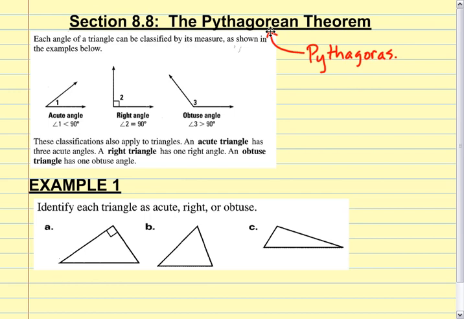Okay? Now, a triangle has 3 angles, thus the name. Triangle. 3 angles. It also has 3 sides. Now, if we're going to classify a triangle by its angles, there are 3 different types. And we need to know these. So let's look at them. First, we need to know an acute angle is any angle that's less than 90 degrees. A right angle is an angle that equals 90 degrees. And an obtuse angle is an angle that's greater than 90 degrees.